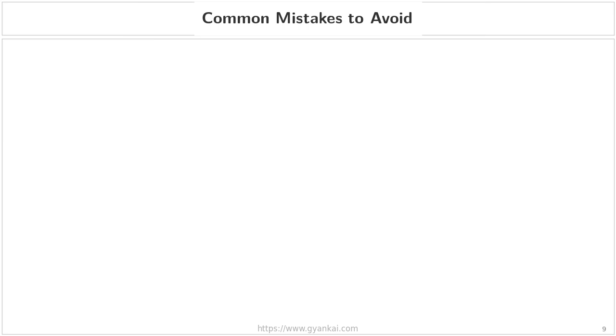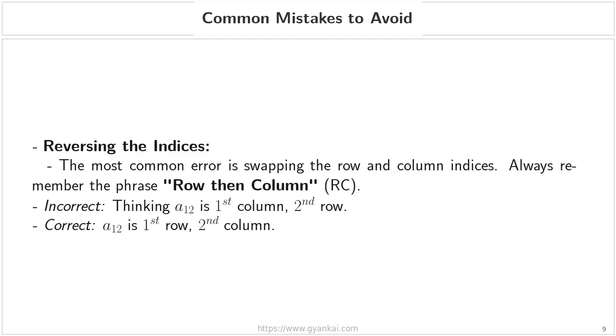Common mistakes to avoid. First, let's talk about reversing the indices. The most frequent mistake students make is swapping the row and column positions. To prevent this, I want you to memorize a simple phrase. Row then column, or just remember the initials RC, for example. If you encounter the notation a sub 1 2, it would be incorrect to assume it refers to the first column and second row. Instead, the correct interpretation is that it refers to the element located in the first row and the second column.